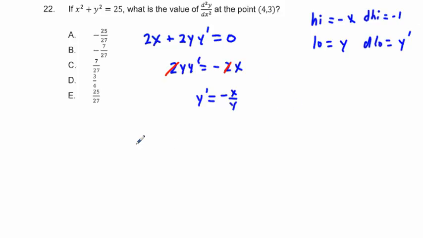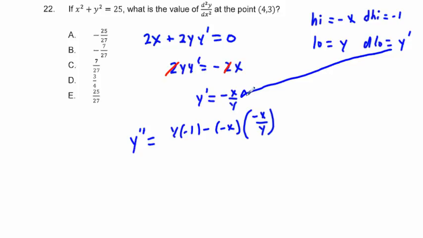So we're going to have y double prime is going to be equal to low, which is y, d high, which is negative 1, minus high, negative x, d low, which is going to be y prime. Well, y prime is defined as negative x over y, right? And that's what this is going to be right here, over low squared, which is going to be y squared.